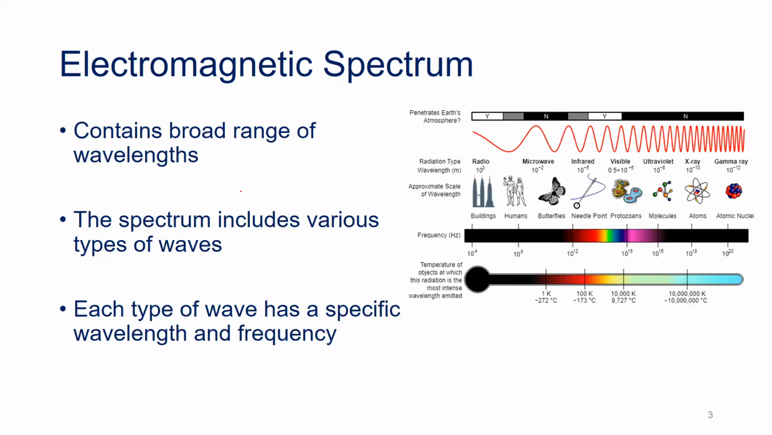Okay, so let's have a look at another topic, which is the electromagnetic spectrum. As you can see, this picture shows the electromagnetic spectrum. What is it? It contains a broad range of wavelengths. What is a wavelength? We'll see that.